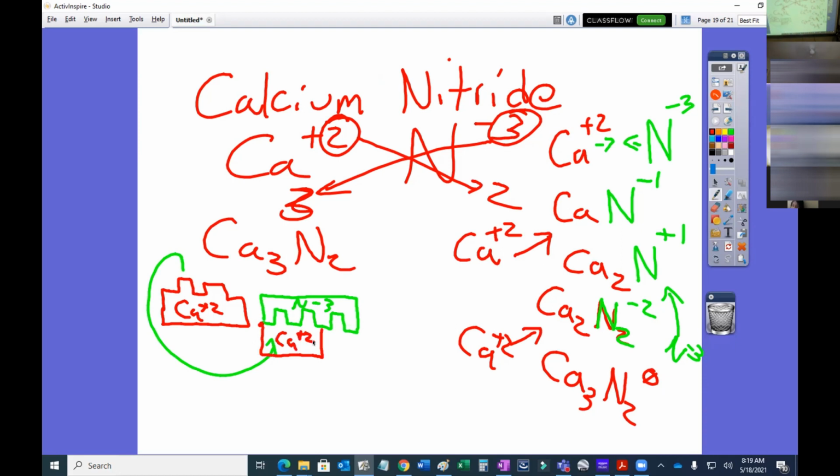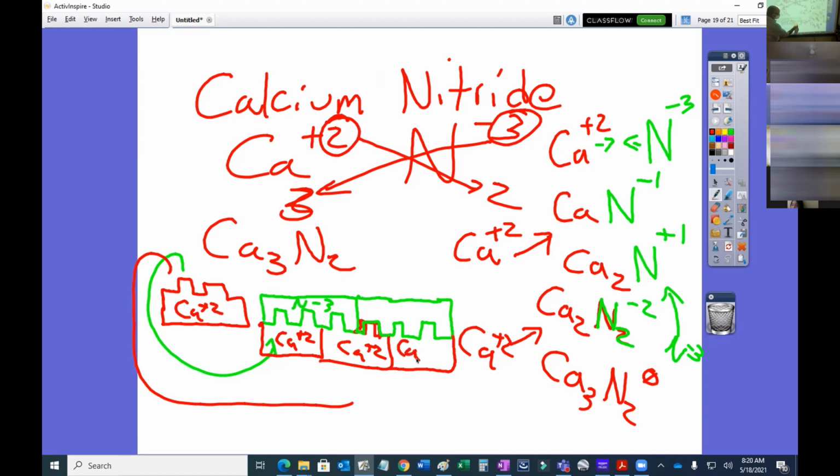But there's still a recess, so that will attract another. There we go. That'll attract another calcium. Now you've got a protrusion here that will attract another nitrogen. And because there are leftover recesses, that'll attract yet another calcium, and you'll get that. So it takes 3 calcium +2s to fill 2 nitrogen -3s.